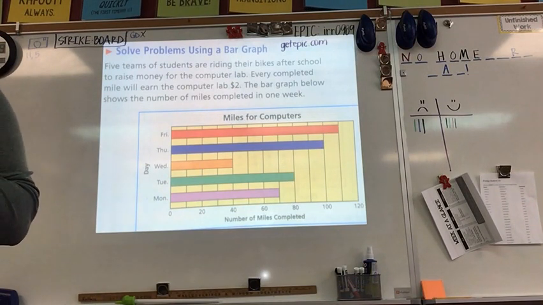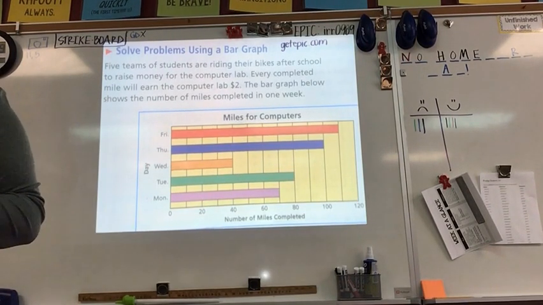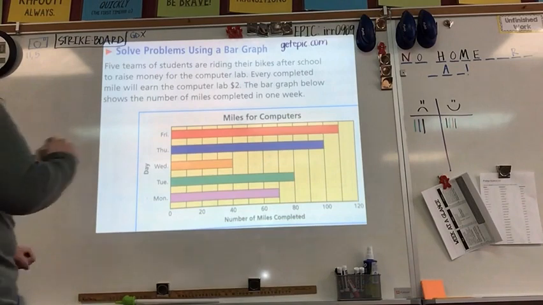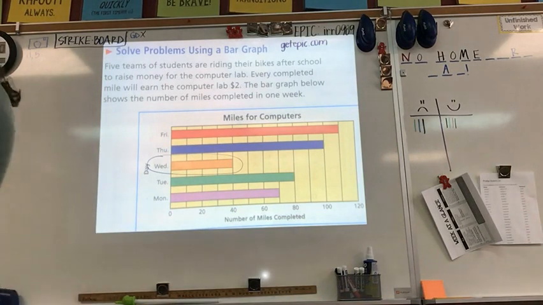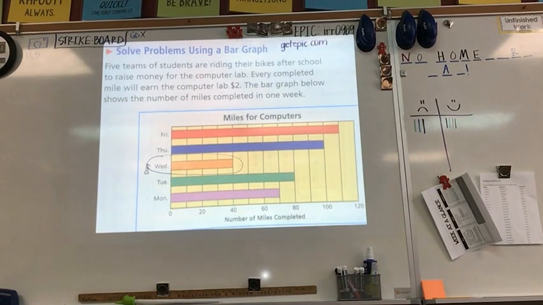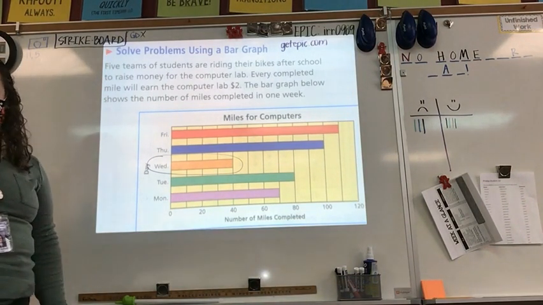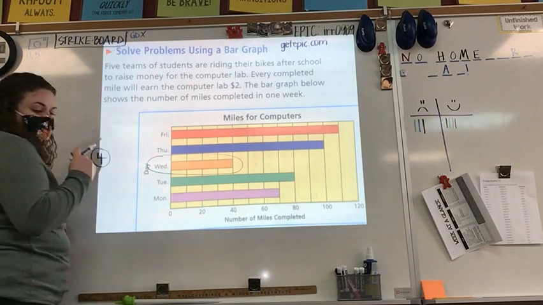There are 4 riders on each of the 5 teams. If each student completed the same number of miles, how many miles did each student ride on Wednesday? So they're talking about Wednesday, and they're saying that there are 4 riders on each team. There are 5 teams. How many miles did each student ride on Wednesday? If there's 4 riders, actually it's 5 groups of 4, huh?